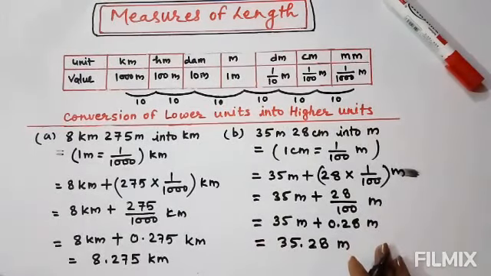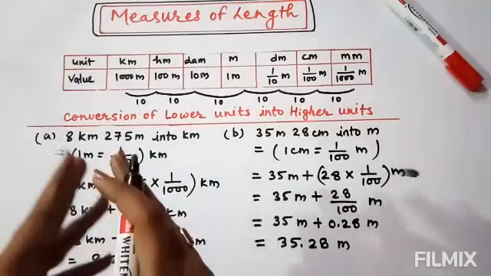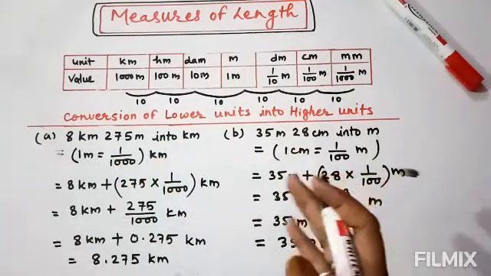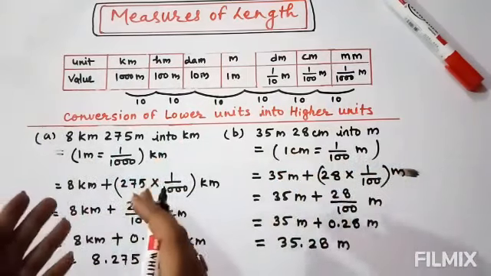Am I clear? I hope you all have understood how to convert higher units into lower units and how to convert lower units into higher units.